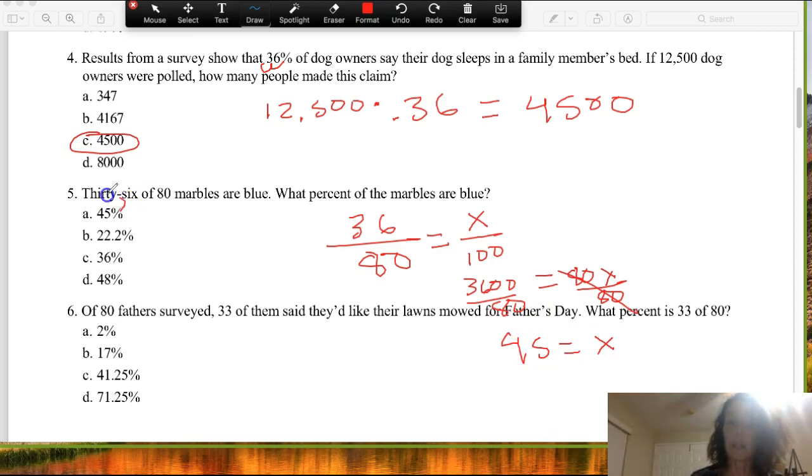So 45%. Now, if I didn't want to set up the proportion, I could just go part out of whole. If I go 36 divided by 80 on a calculator, I'm going to get 0.45. That's not my percent because I didn't do percent out of 100. All I do is move the decimal over 2 places, 45%.